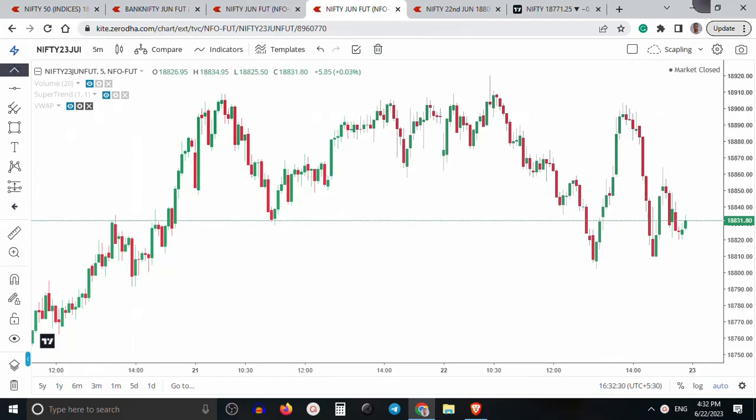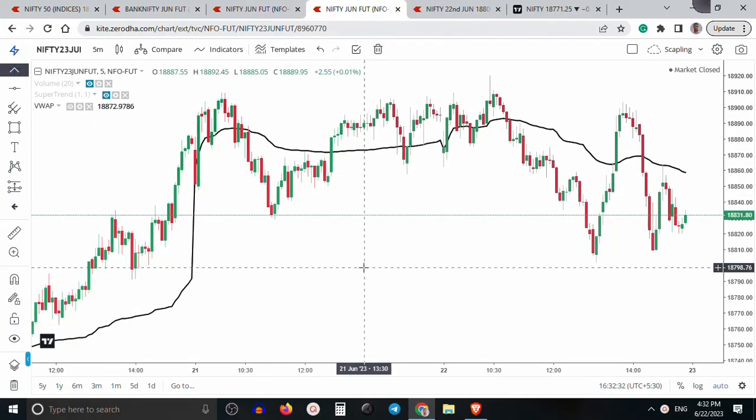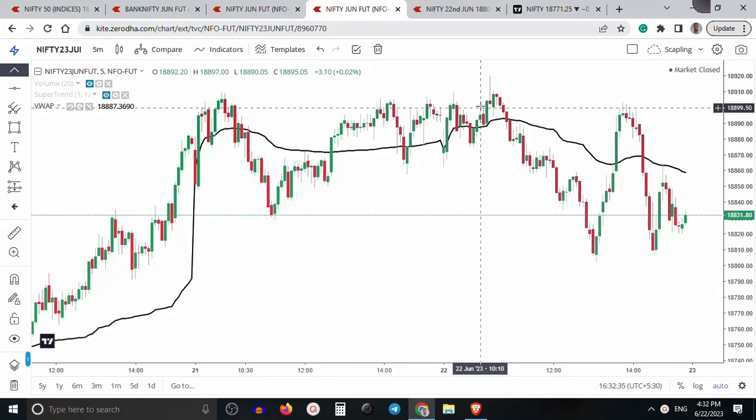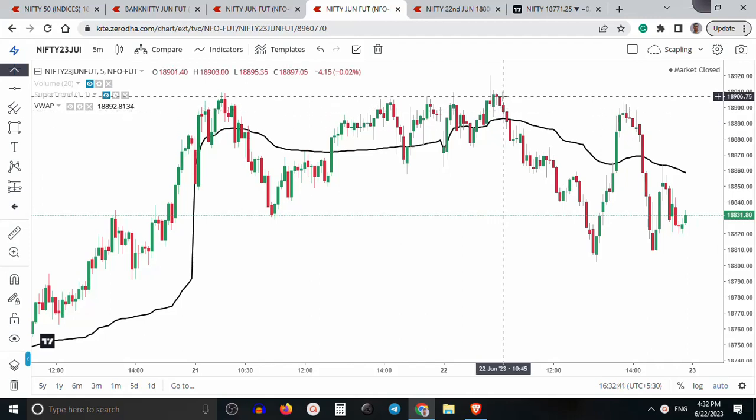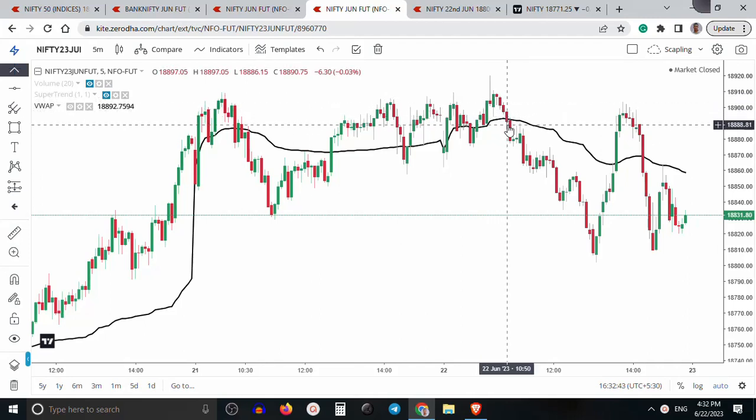First, I'm using VWAP. So this is the VWAP. When price stays above this VWAP, it means the trend is up. Once price stays below this VWAP, it means the trend is down. It's a basic logic we are using. If price stays below this VWAP, we are looking for a short.